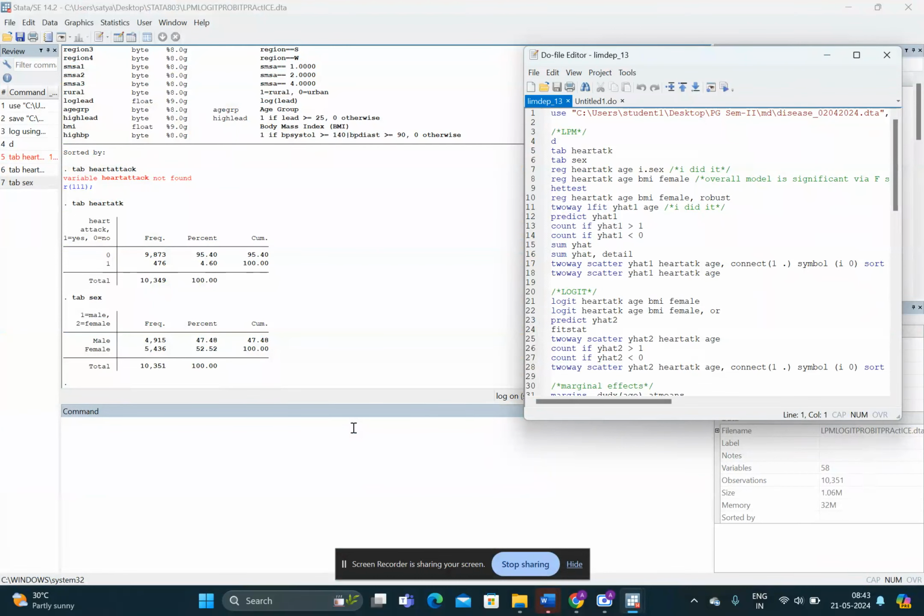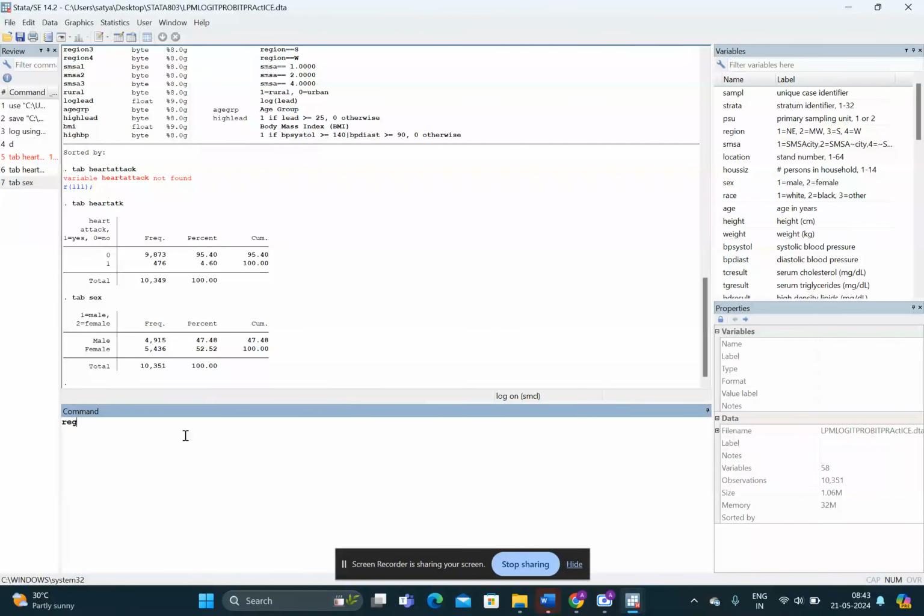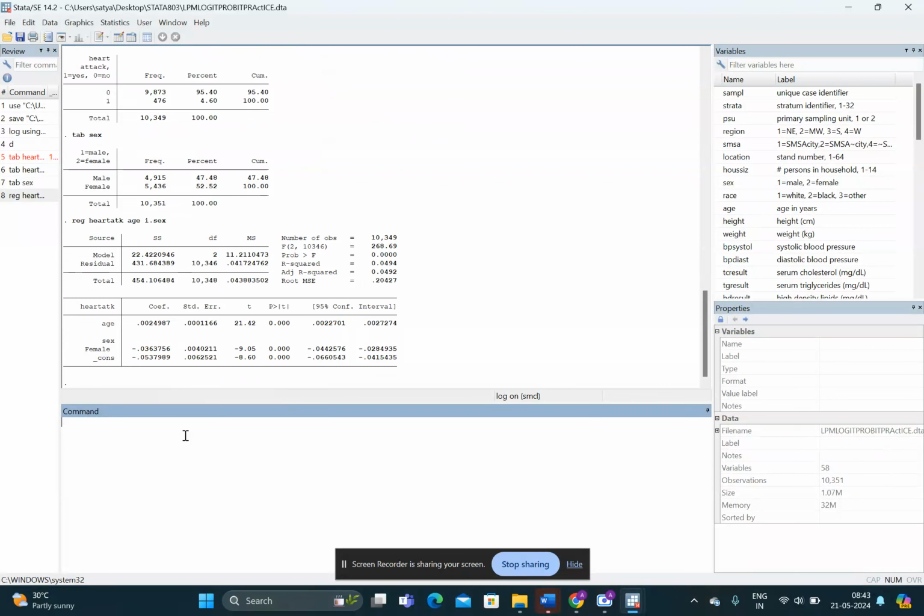Now we will try to do a regression. It will be a regression of the variable heart attack, which will be our dependent variable, and our independent variables here will be age and sex. Now we will try to analyze the results. As we can see, it is an overall significant model, and all of our independent variables are also significant.